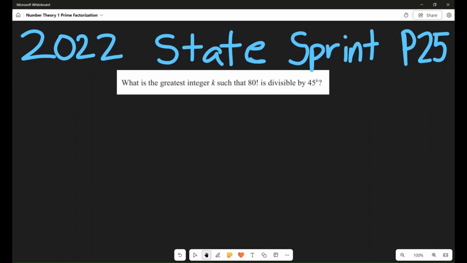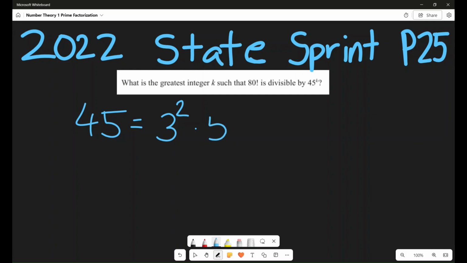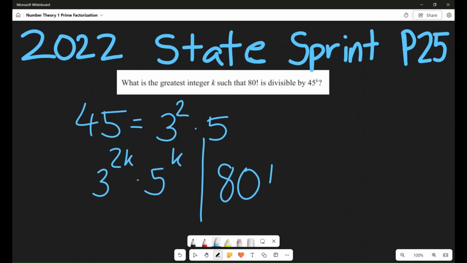So this is the 2022 State Sprint Problem 25. What is the greatest integer k such that 80 factorial is divisible by 45 to the power of k? So the first step here is to find the prime factorization of 45. Doing that, we see that it's 3 squared times 5. Now, if we take this to the power of k, it becomes 3 to the 2k times 5 to the k. And we want this to be a factor. This symbol means that it's a factor of 80 factorial.